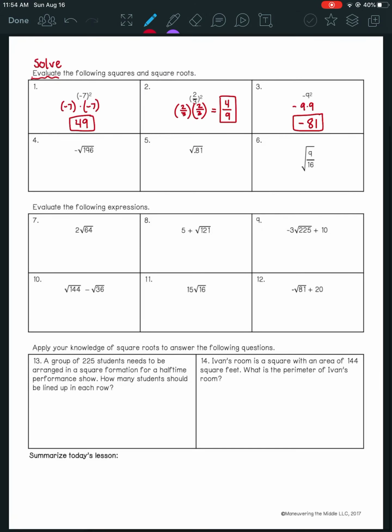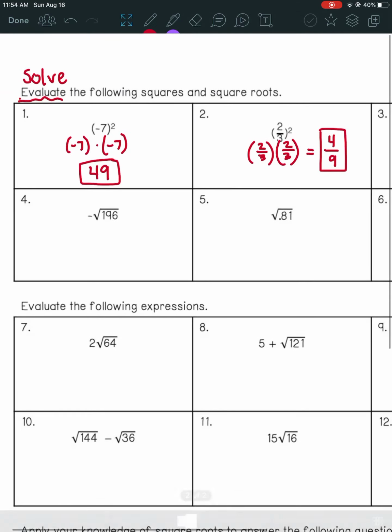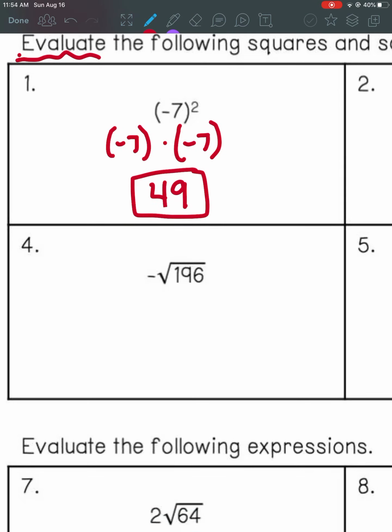Okay, now let's look at some square roots. So the square root of 196, if we go to the first page, that was down here. Square root of 196 is 14, but notice on that example there is a negative sign out front. So the negative will stay in our answer, and then square root of 196 is 14.